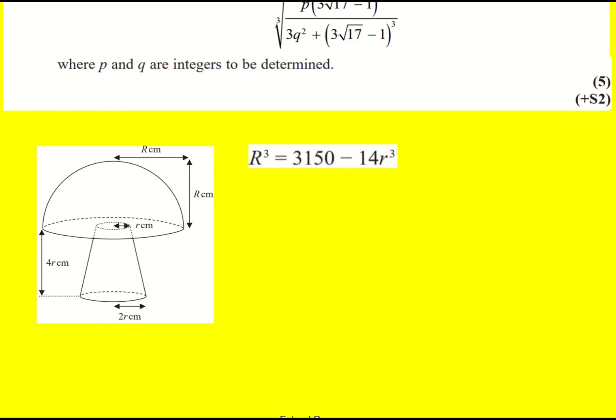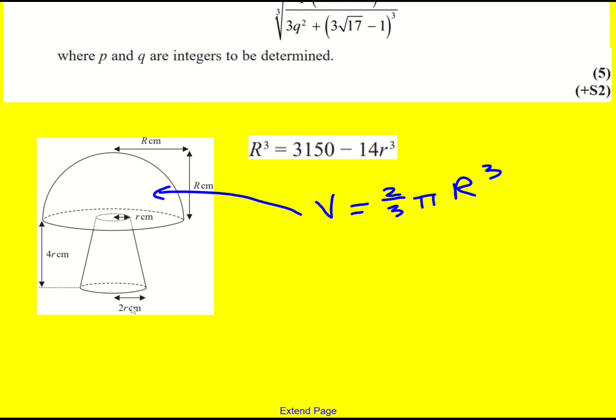Okay, so let's deal with this in two parts. First of all, the hemisphere. The volume of the hemisphere is, well, the sphere, as we saw above, was 4/3 pi r cubed. So for a hemisphere, it's going to be half that, 2/3 pi r cubed. In this case, the radius is capital R, so 2/3 pi R cubed like that.